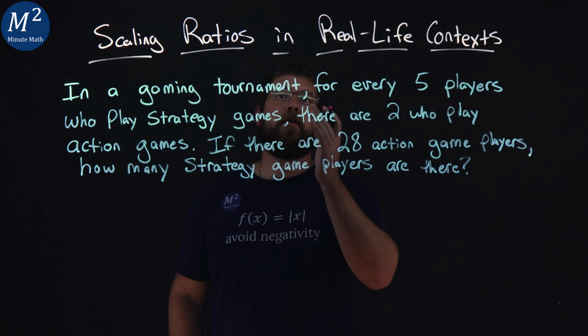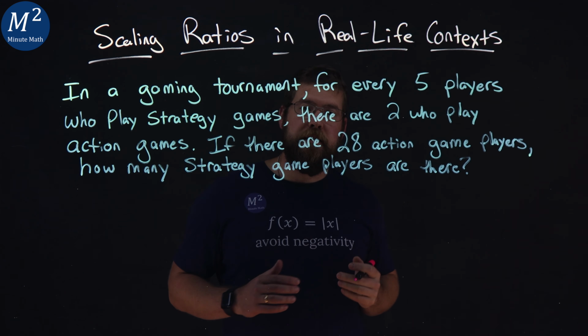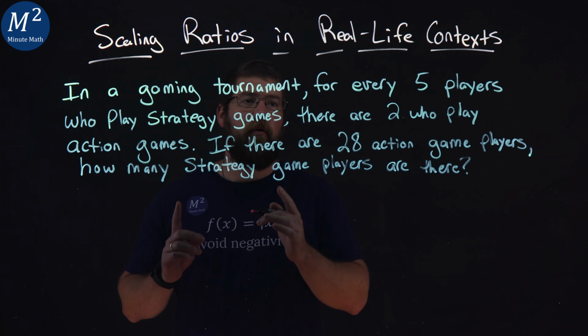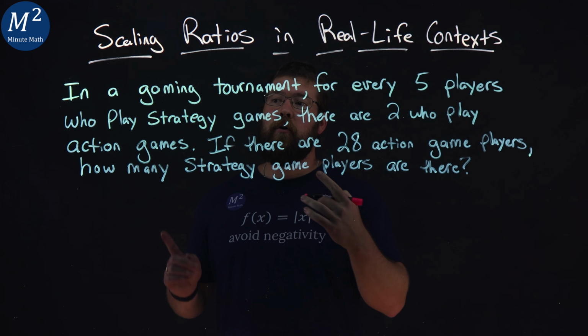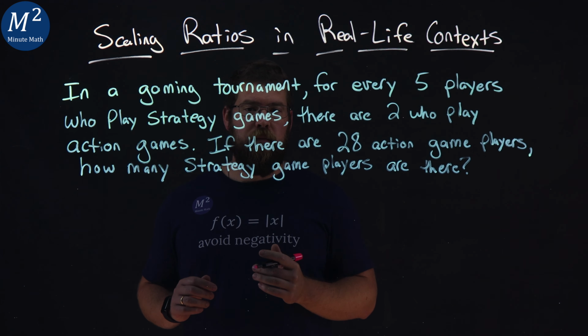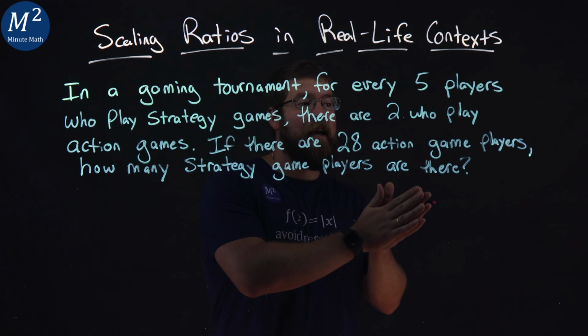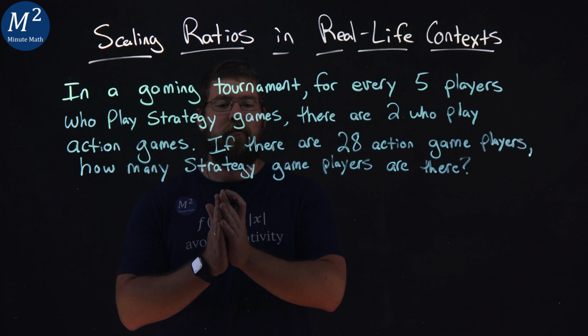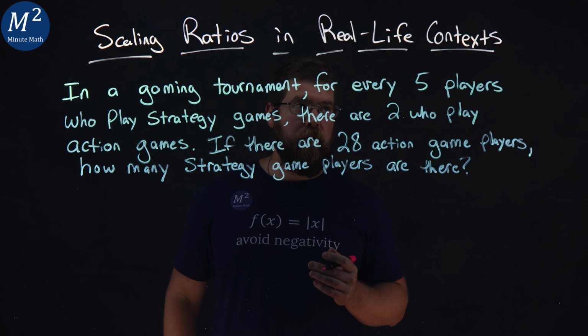Let's learn about scaling ratios in real-life context. In a gaming tournament, for every 5 players who play strategy games, there are 2 who play action games. If there are 28 action game players, how many strategy game players are there?